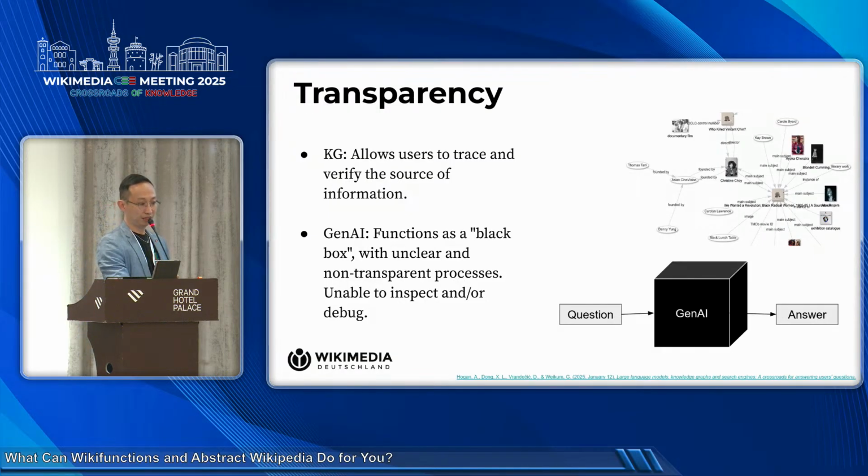Transparency. Knowledge graph allows users to trace and verify the source of information. You put your references, you have notability criteria, whereas Gen AI functions as a black box, which was actually mentioned in another lecture just now, with unclear and non-transparent processes, unable to inspect or debug. Good luck trying to find out what sources are used by the different AI tools, like ChatGPT, for example.